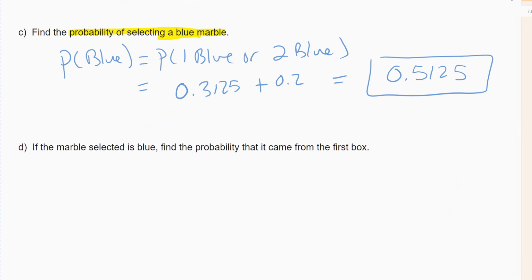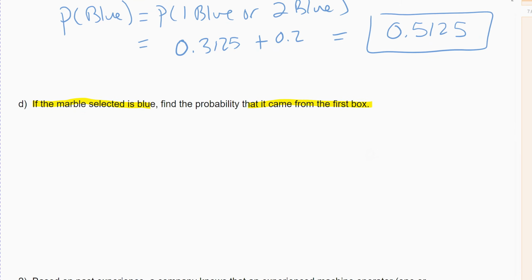Alright, the last one. This is going to be our new question, the new type of question. If the marble selected is blue, so I've done the experiment and I have a blue marble sitting in my hand, so I know I got a blue out of the experiment. I want to know what's the chance that the blue marble in my hand came from the first box. Well, this is the new type of conditional. This is the 7.6 Bayes type. I'm given the end result of my tree, the end result of my experiment. What's the chance that it came from a specific first result? In this case, the first result was box 1.